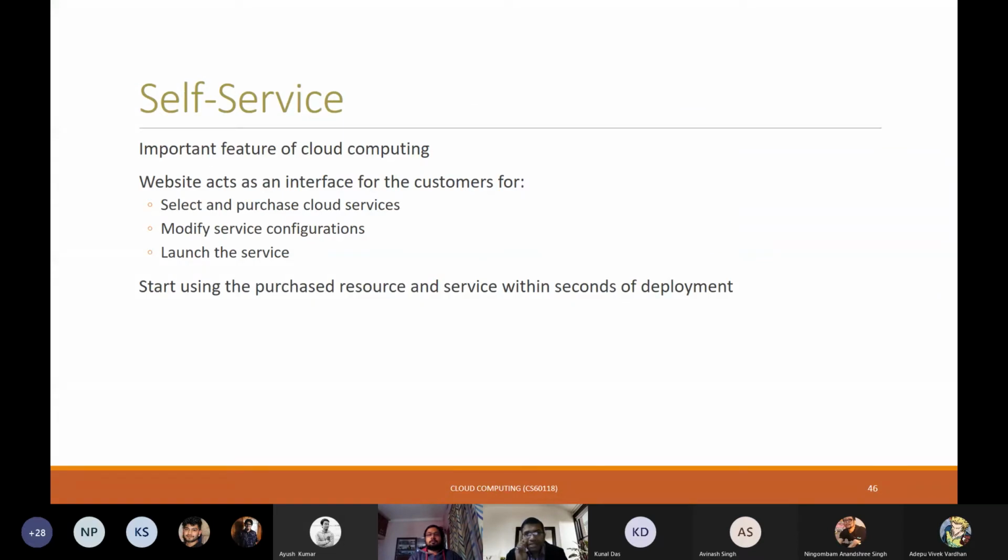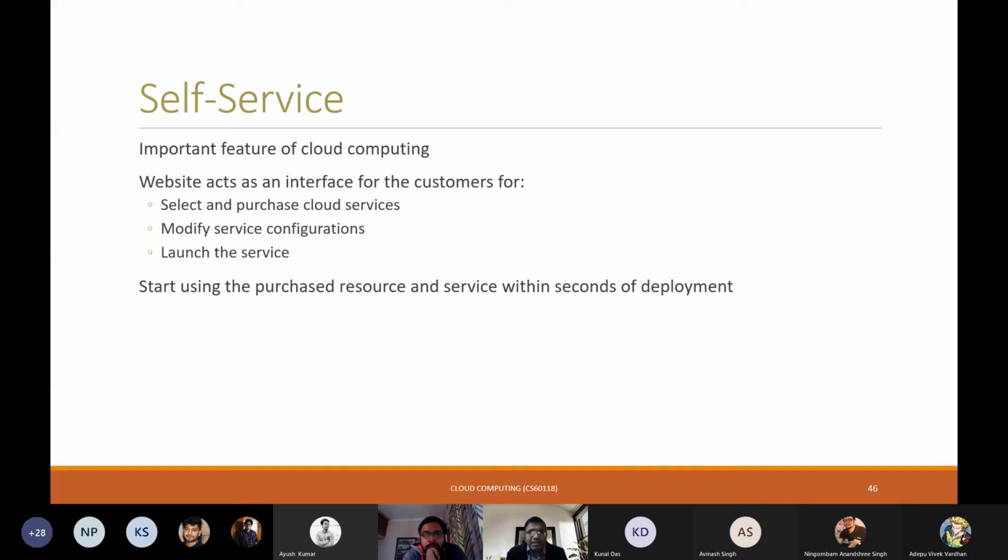So self-service, as I said a number of times, is very important, because whenever you are trying to make these computational services available, you do not want human intervention of any kind. Everything should happen automatically. All you need to do is have the users register for these resources, and depending on what the users need, you make these features available through your cloud platform to these different users, right? So an important feature of cloud computing is the self-service, and the website through which these customers interface.